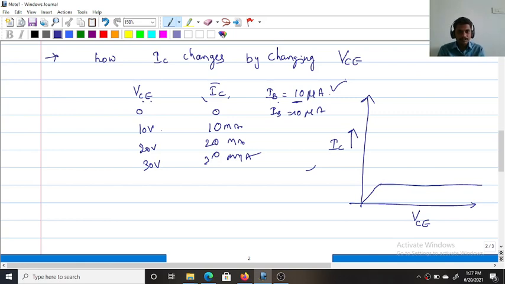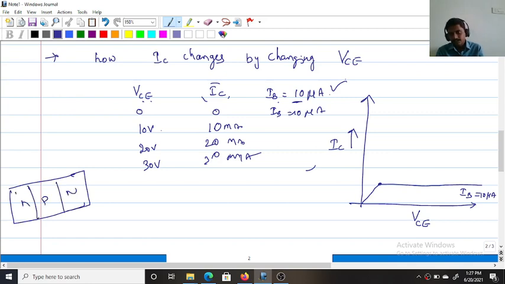After reaching a certain value, even though you change the collector to emitter voltage, there will be no change in the collector current. Why? Because you kept IB constant, at 10 microamperes. Let me explain why it has saturated. This is an NPN transistor. Let us suppose there are 10 electrons. Under forward bias condition, it supplies 10 electrons.